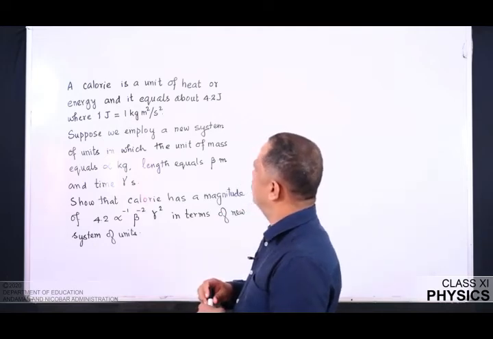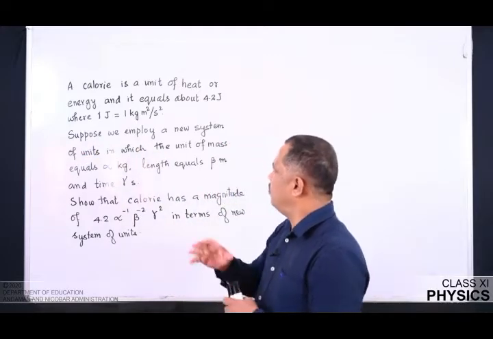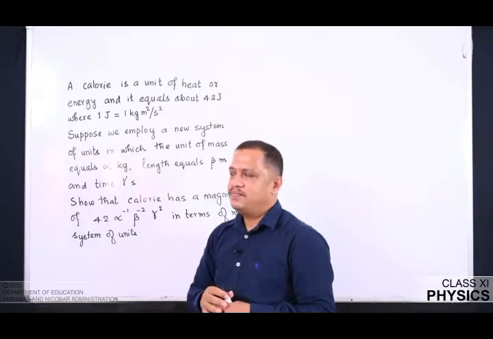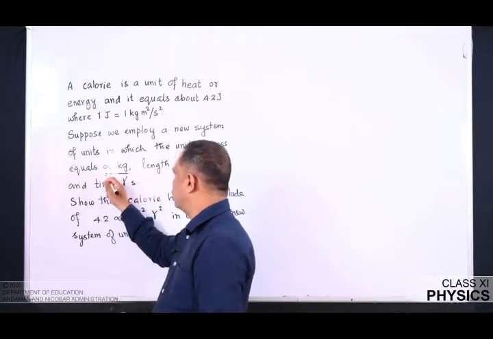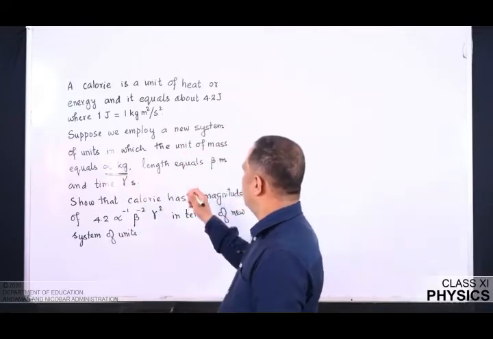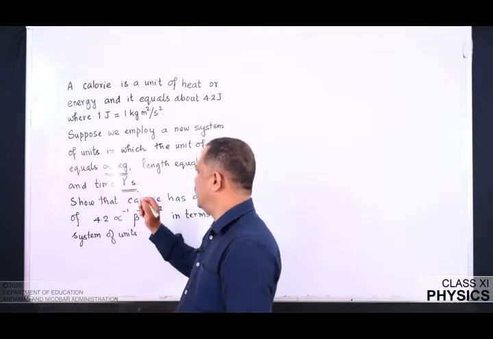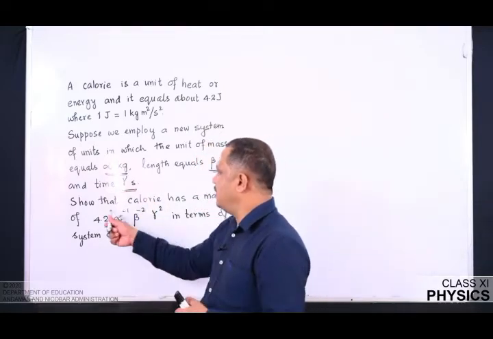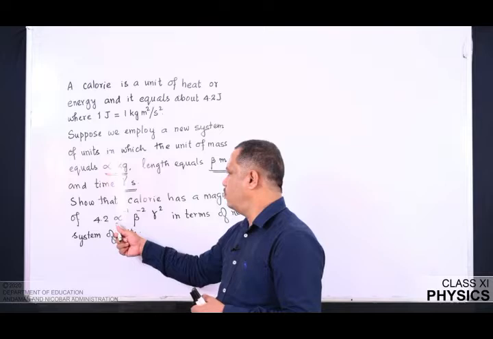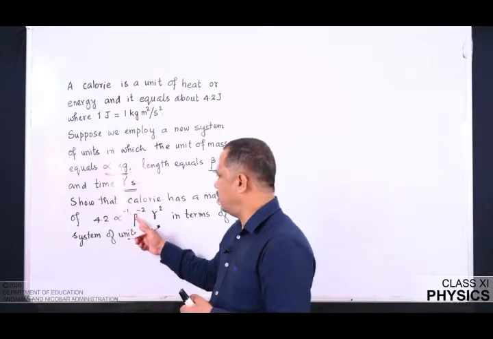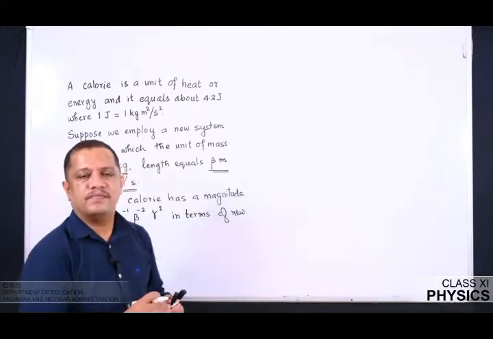In that case, it says that suppose we use a new system of units in which the unit of mass equals alpha kilogram. So alpha kilogram, this is the new system of unit, the length equals beta meter and the time gamma second. And we are being asked to show that a calorie has a magnitude of 4.2 alpha power minus 1, beta power minus 2, gamma power 2 in terms of the new system of unit.